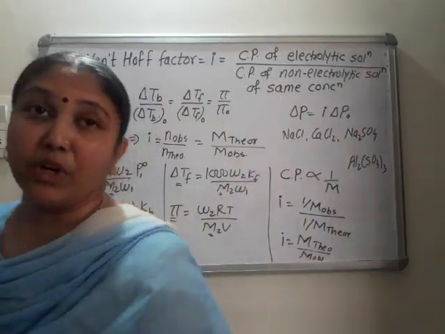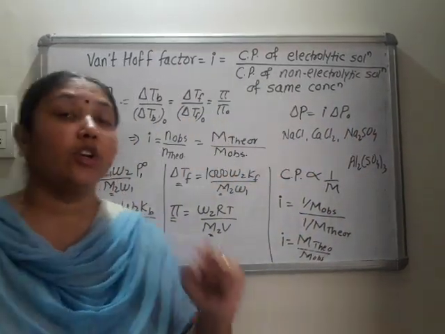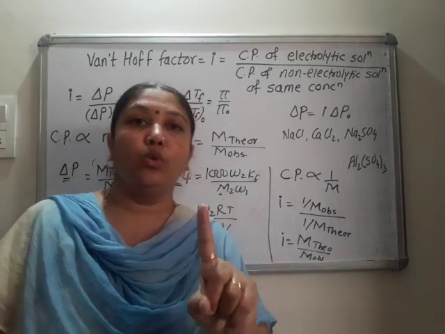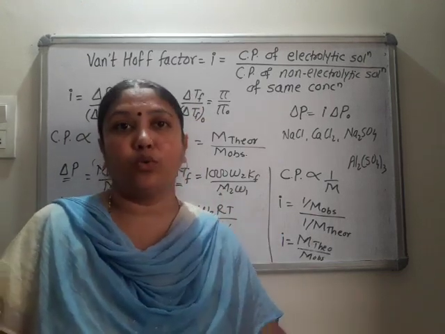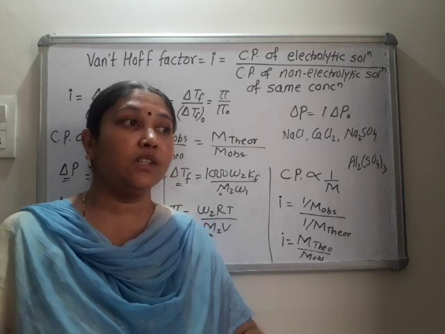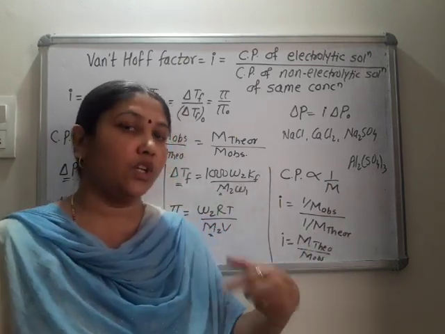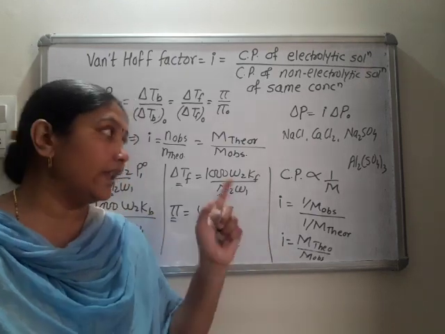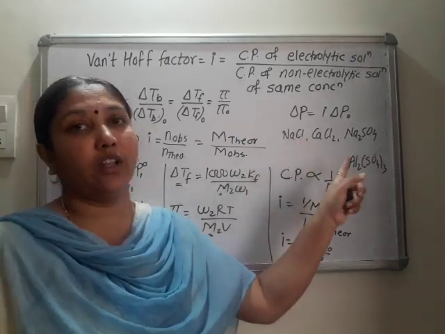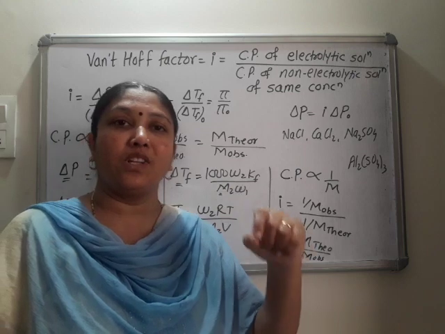But one thing to remember, this is observed only when the solution is dilute, very dilute. Dilute means there is 100% dissociation. Dissociation is complete. Only at that time is the van't Hoff factor equal to the number of ions present in it.